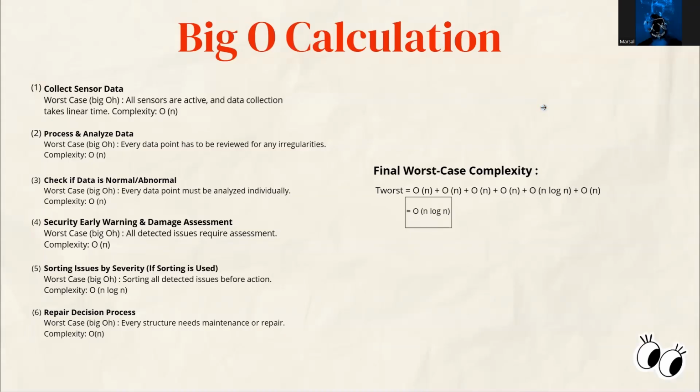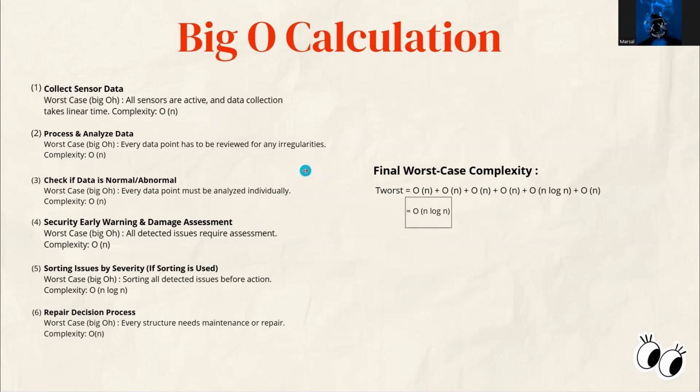Okay, so the next step is the big O calculation, where we are going to calculate the worst case, or the big O. In order to do that, you need to follow these steps. The first step is collect sensor data. The worst case is all sensors are active and data collection takes linear time, and the complexity is O(n).